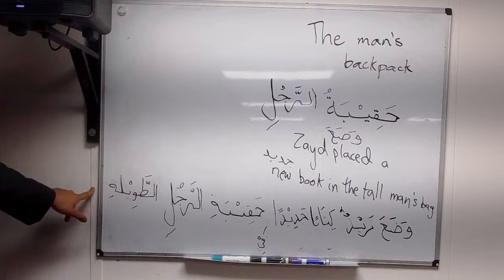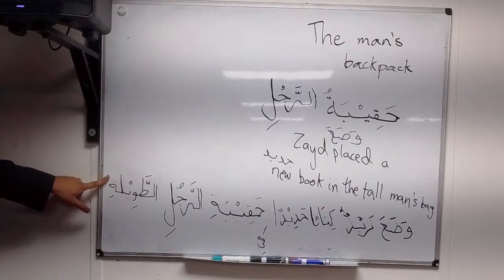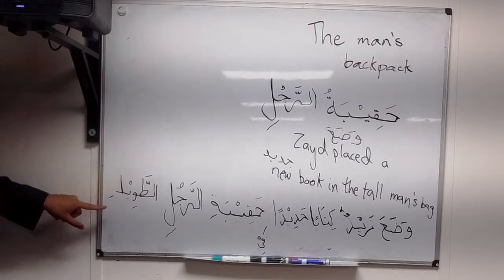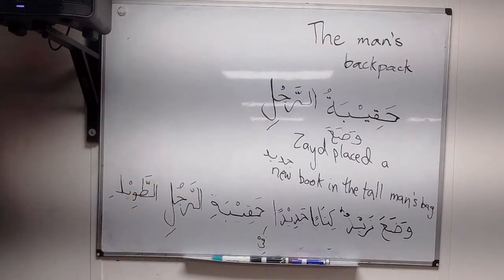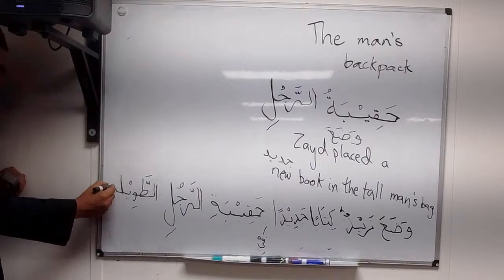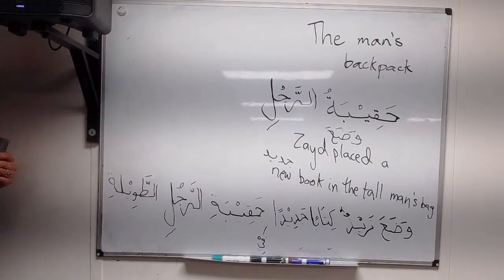Initially, this said, in the backpack of the tall man, so that totally changed the meaning. Very good. By adding a ta marbuta here, instead of describing the man, now we're describing the backpack. So what this means is Zayd placed a new book in the tall backpack that belonged to the man, of the man.